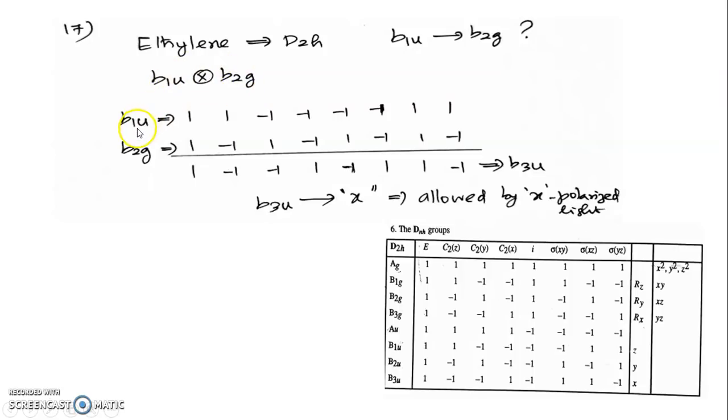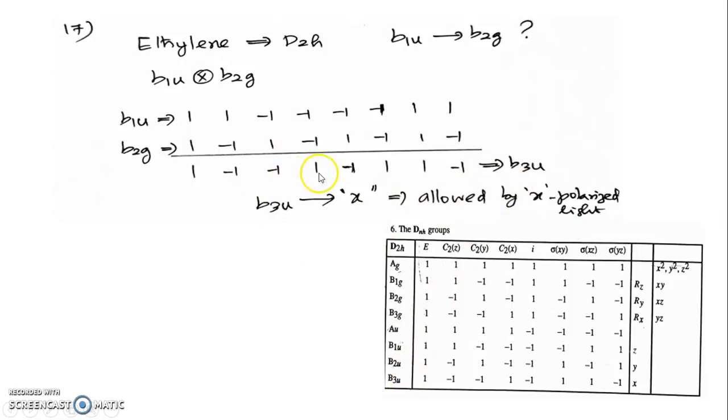From the character table, the B1U characters are 1, 1, -1, -1, -1, -1, 1, 1. Take the characters of B1U, then take the characters of B2G, which are here. Now you multiply the characters. So 1 into 1, 1; 1 into -1, -1; -1, +1, -1, +1, +1, -1. Now see these characters. Just analyze the table and find which irreducible representation has these characters. It is B3U.